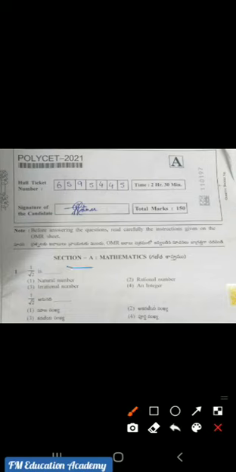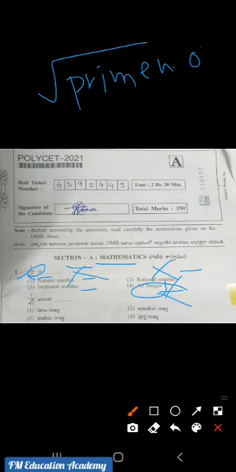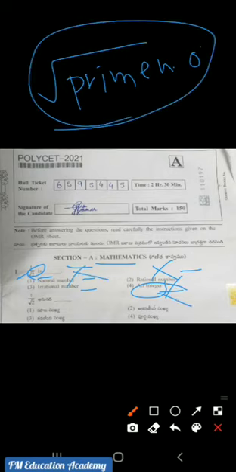Section A is mathematics. The first question is: 1 by root 2 is. Options are natural number, rational number, irrational number or an integer. We know 1 by root 2 involves the root of a prime number, and we know the root of a prime number is not a natural number, not a rational number, and not an integer. So all three options become wrong, and we know that the root of a prime number is an irrational number.